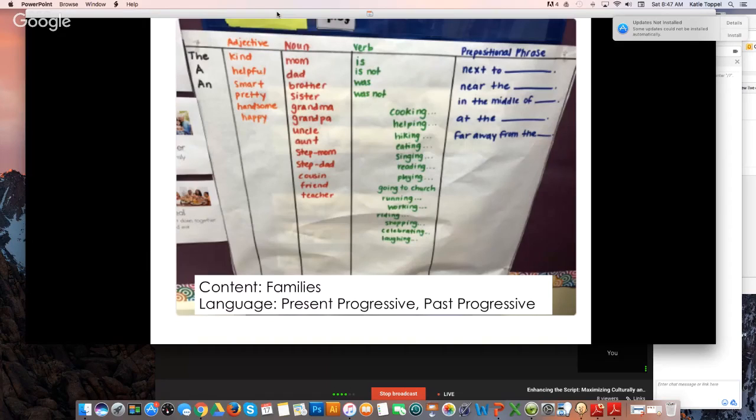My first graders worked on family. Again, another sentence patterning chart. I find these so valuable. So the content was the family, but what I really wanted to work on language-wise was present progressive and past progressive. So I built that into the sentence patterning chart.